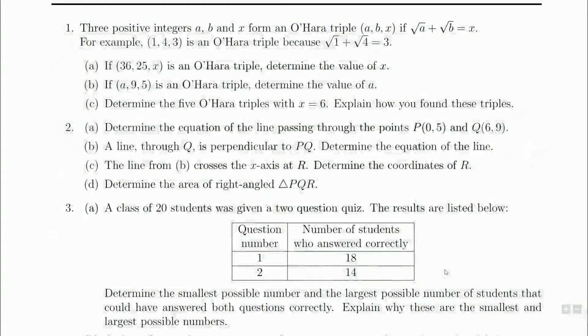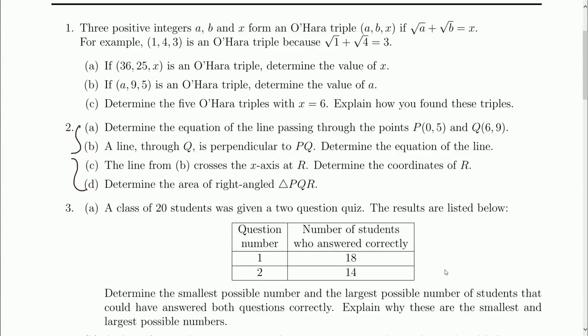Hello everybody and welcome back. We're on question number 2 of the 2008 Galois paper. And we've got 4 parts here, A, B, C, and D. It doesn't look like they're setting anything up, no explanation ahead of time, unlike the O'Hara triple question up above. It just looks like straight geometry, I think.